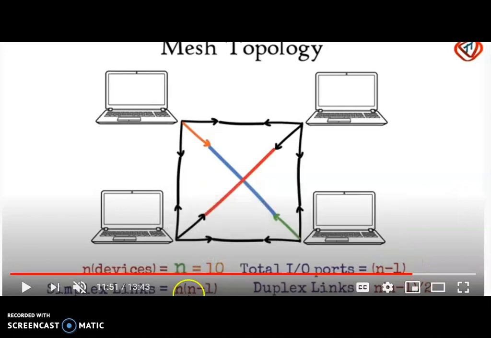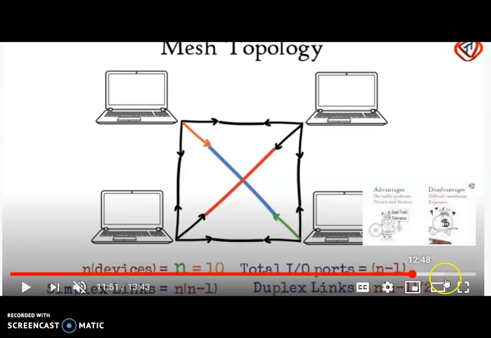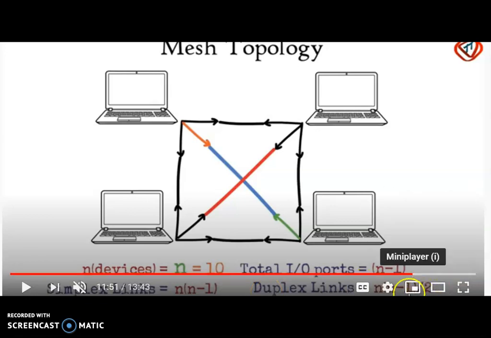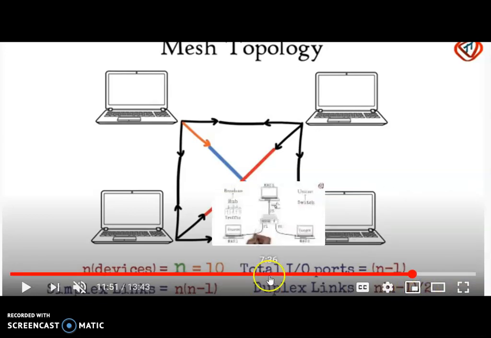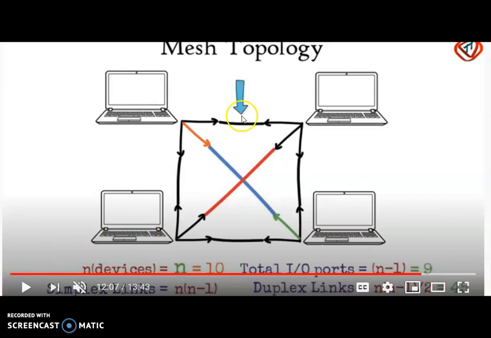And for simplex links it means n into n minus 1. Duplex means half of the links will be reduced, so it will be n into n minus 1 divided by 2. Here we establish the point-to-point mesh topology. That is a point-to-point link, or we can say a dedicated cable allocated between the computers. So it ensures security. A point-to-point link ensures security for the data.